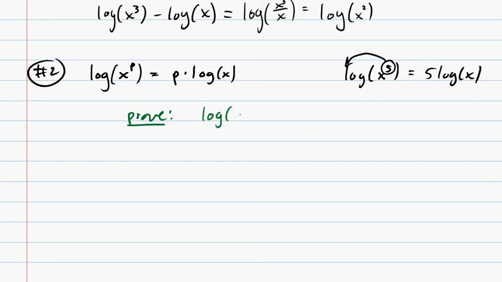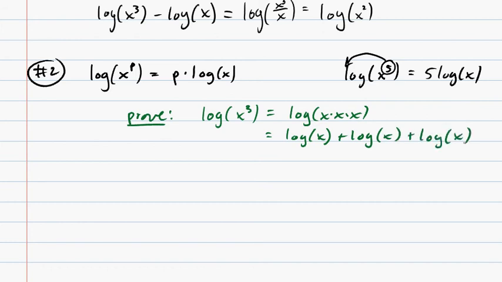If I have log of x cubed, I could write that as log of x times x times x, which really is a log of x plus log of x plus log of x. So I'm using that first rule backwards. And if you look at this, I really have 3 log of x's. So that's why you can just drop that 3 out there. Now, some examples of this, some things you'll see.